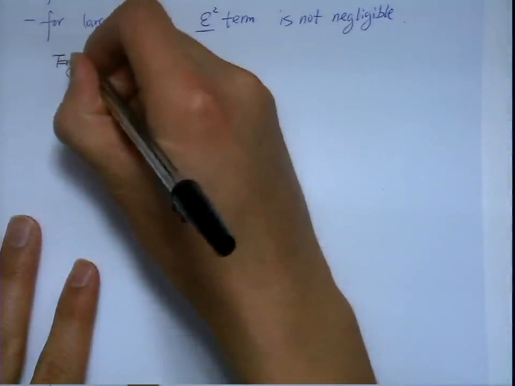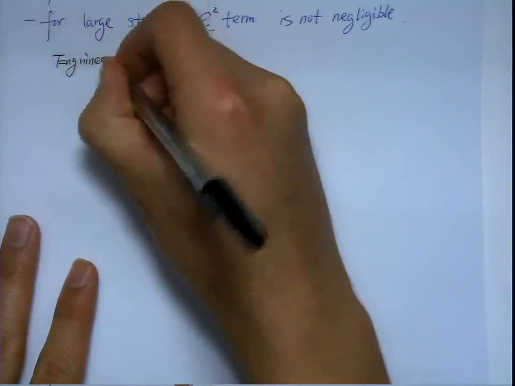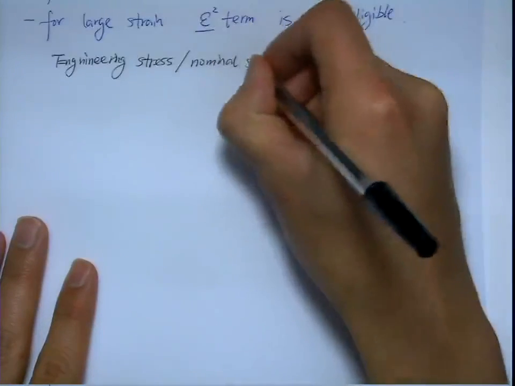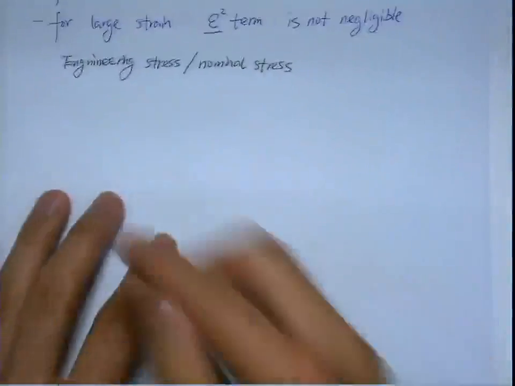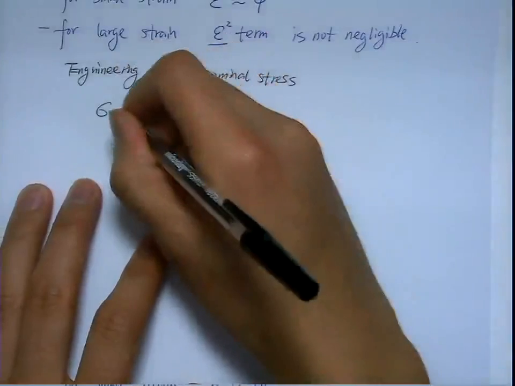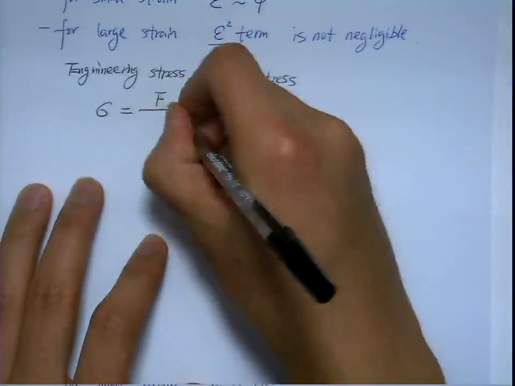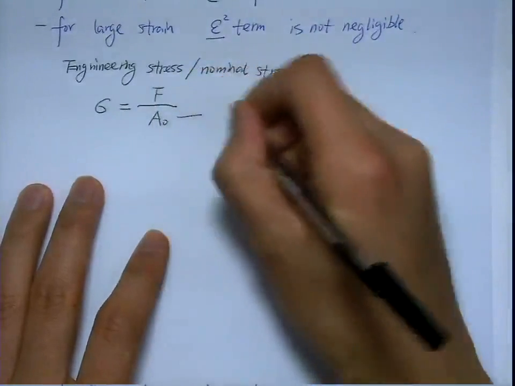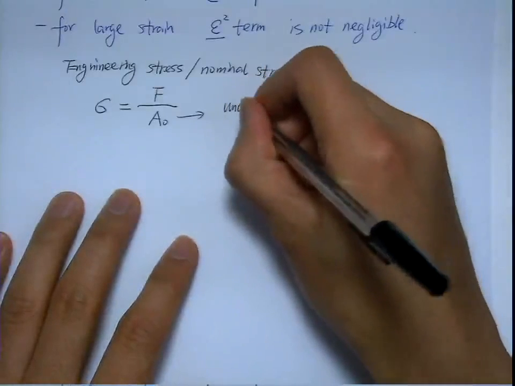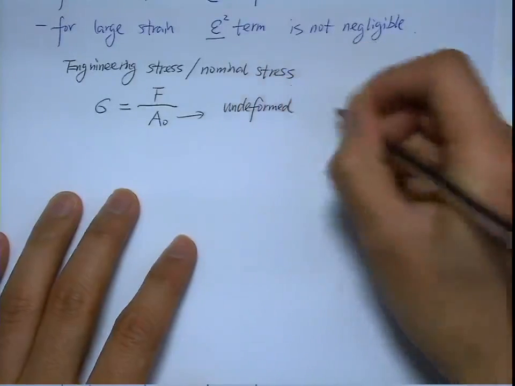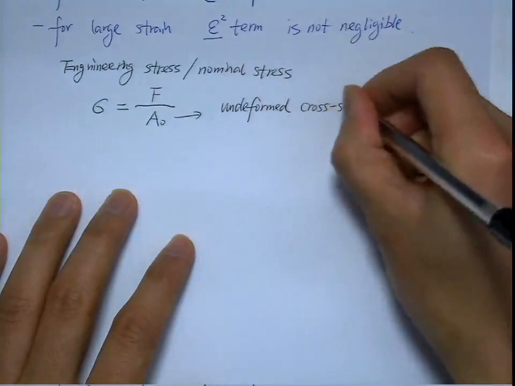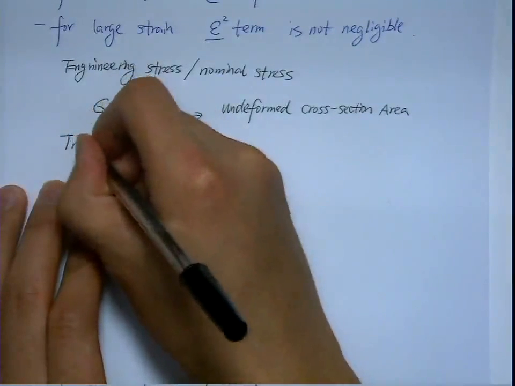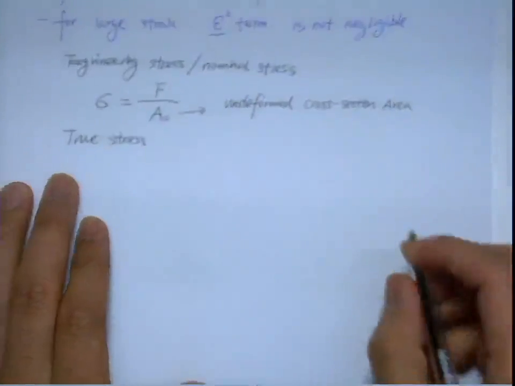Engineering stress or nominal stress. Basically, it is the one we already drew in that stress-strain curve. So you have your force over your original cross-section area. That's the undeformed state. Okay? But for the true stress, you need to consider this necking effect.